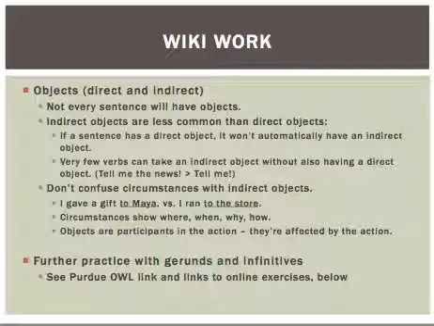Not every sentence will have objects. We have plenty of sentences that have no direct objects, no indirect objects. Another piece is that indirect objects are less common than direct objects. So if a sentence has a direct object, it won't automatically have an indirect object. Again, I think there might be some confusion around that. Also, very few verbs can take only an indirect object without a direct object too. The vast majority of sentences, like 90-some% of sentences that have an indirect object, will also have a direct object.